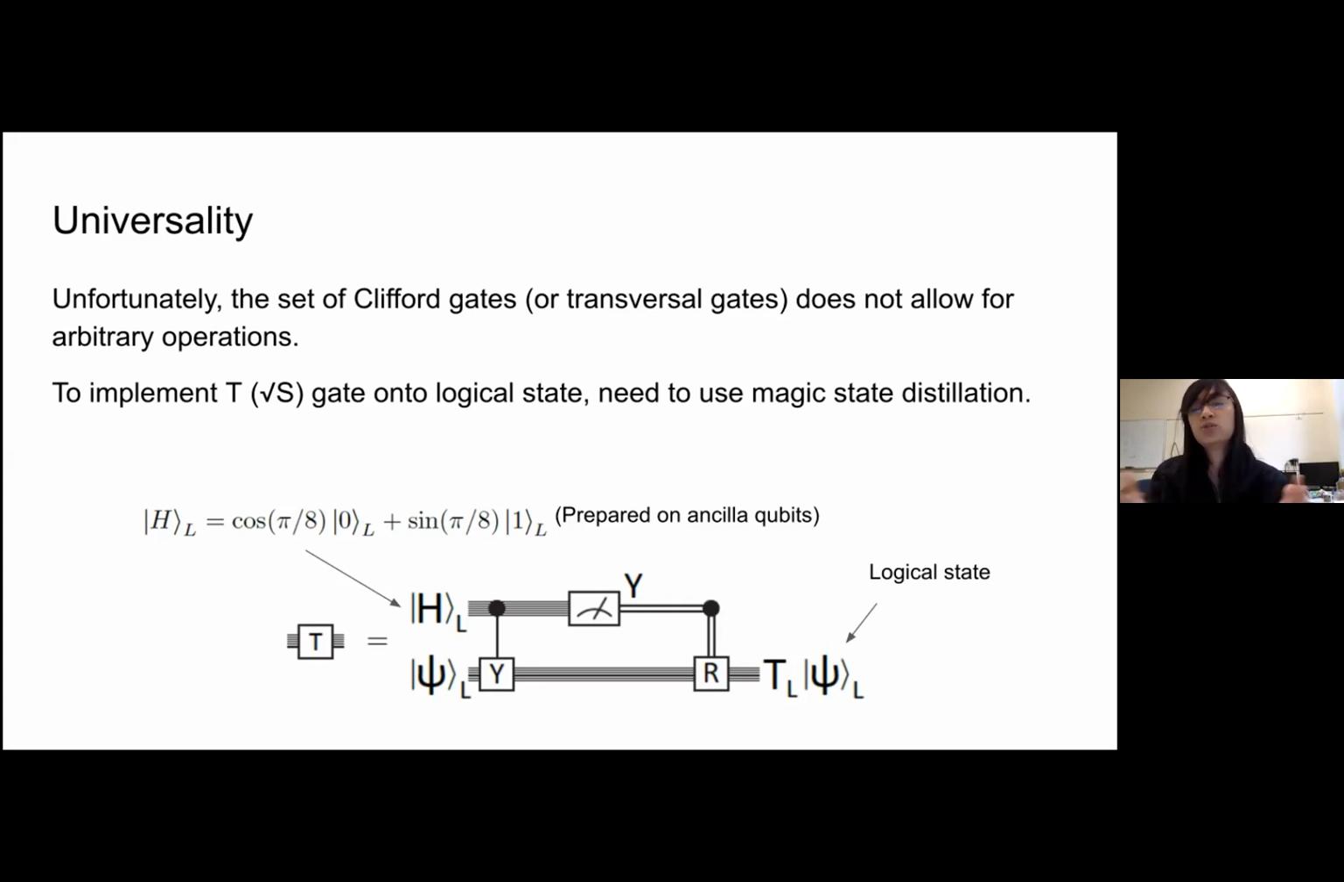So you still would need to do this, and in order to do this in our system, people typically do something they call magic state distillation. That's where you take ancilla qubits, you encode what they call a magic state, and using quantum teleportation, you encode a T gate onto your logical state given a specific measurement of your ancilla.